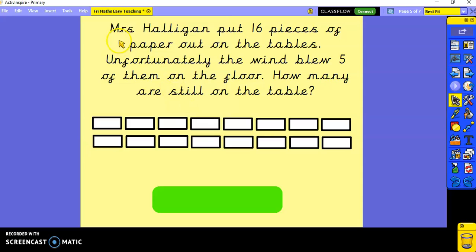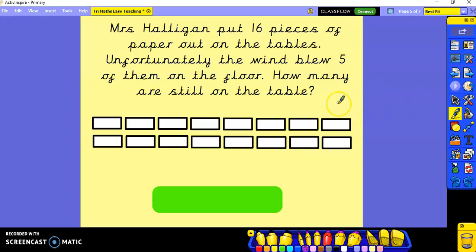It says, Mrs. Halligan put 16 pieces of paper out on the tables. Unfortunately, the wind blew 5 of them on the floor. How many are still on the table? So here are the 16, and you're taking 5 away. And I will underline those numbers in our question just to remind you what those numbers are. So first of all, can you work out the answer for me? So pause the video while you work it out.